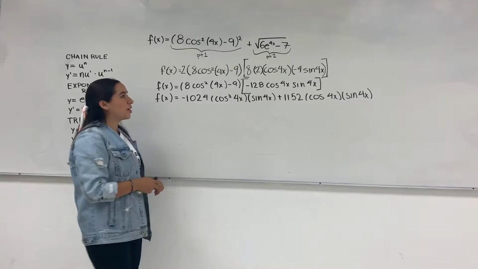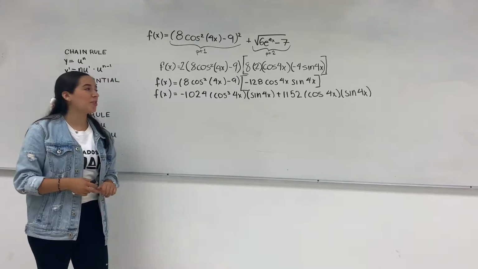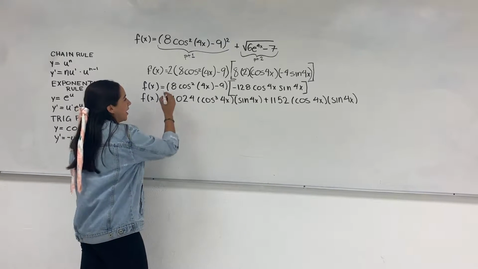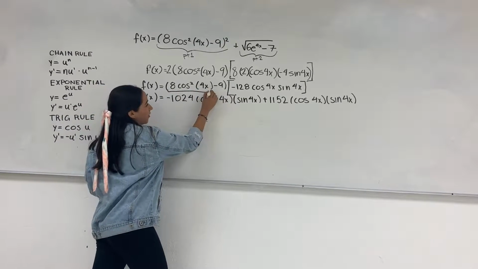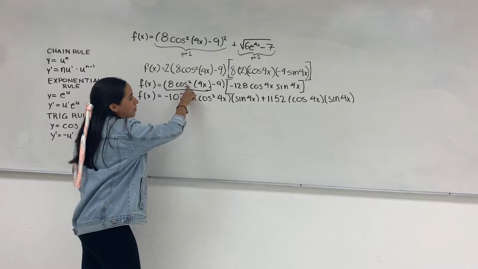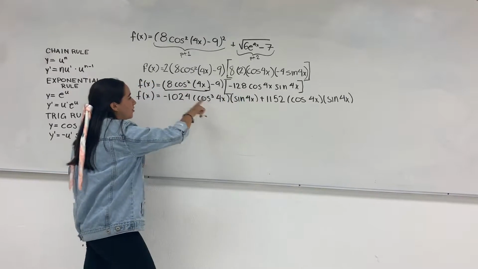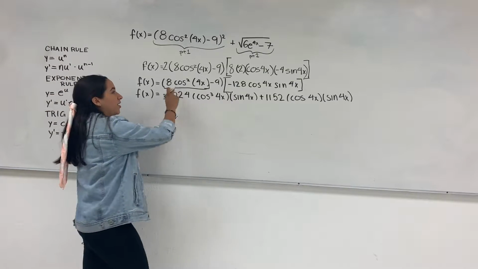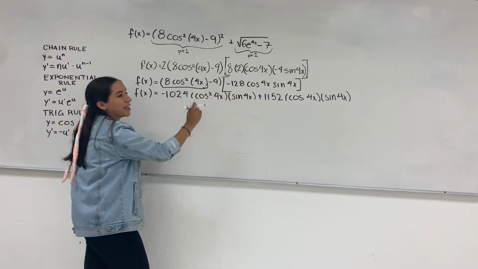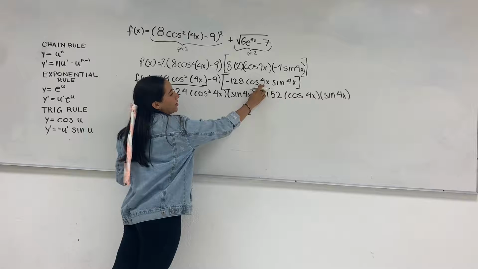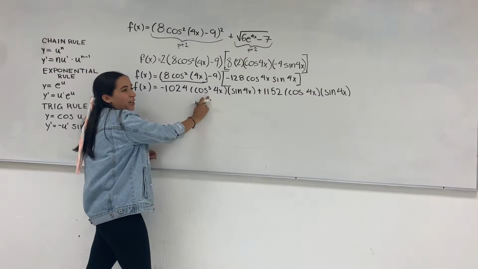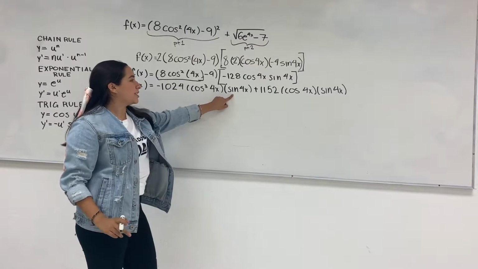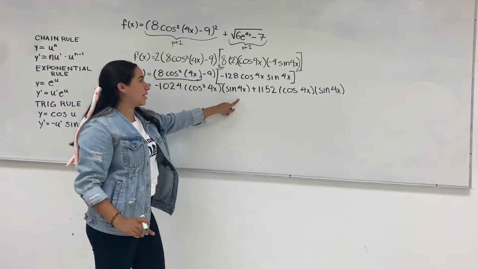To continue, we are going to do the distributive property. So first we take our first number, which is all of this, and multiply by all of this. So it gives you -1024, and then cosine to the second power of x times cosine of 4x gives you cosine to the third power of x. And you have sine of 4x remaining.